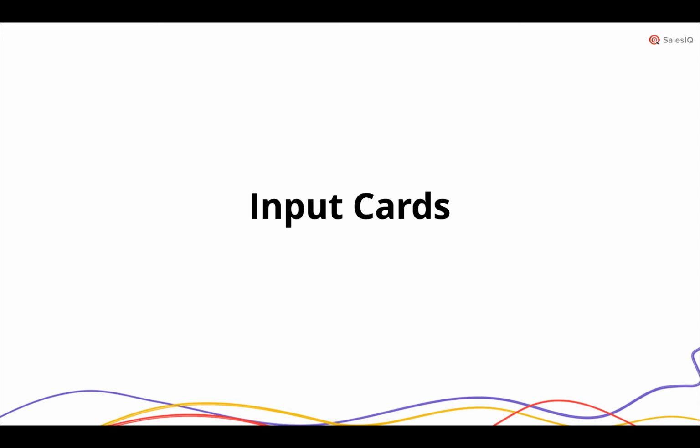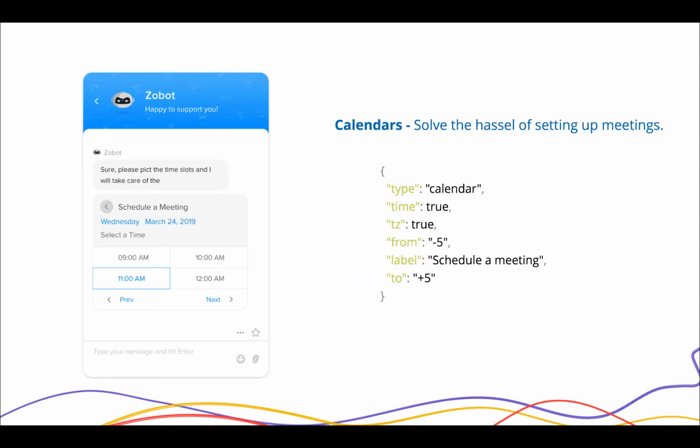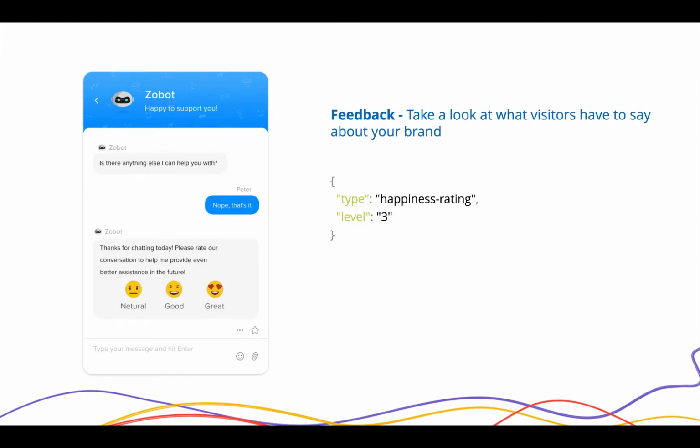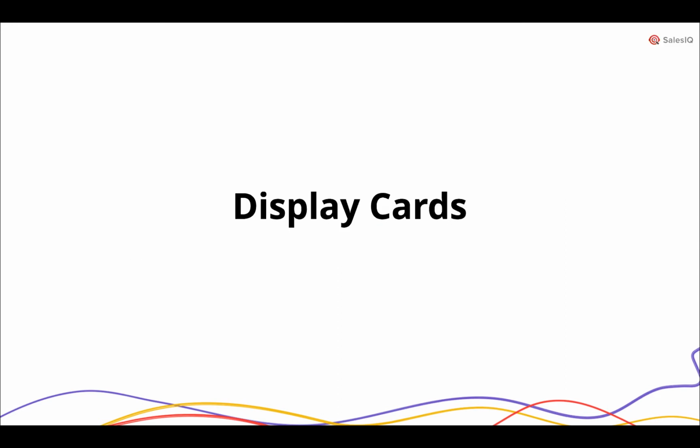So I'll show you some of the very commonly used input cards. You have response suggestions, then you have calendars to set up meetings for you and keep track of them. And then you have two types of feedback widgets, happiness and star rating, to know what your visitors are saying about your brand. And you also have the location widget to offer location based services. These are the very commonly used ones, but there's so much more to this. You have calendars, range calendars, sliders, range sliders, and so much more. You have a wide range of options to choose from.